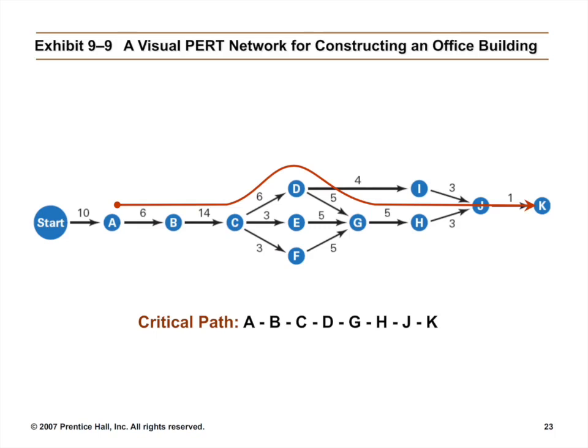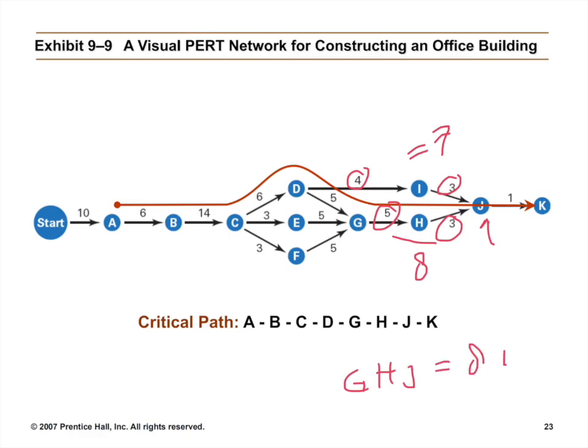You can see this: 4 weeks and 3 weeks, that is 7. 5 weeks and 3, that is 8 weeks. So the part of G, H, J is 8 weeks, and the part of T, I, J is 7 weeks.